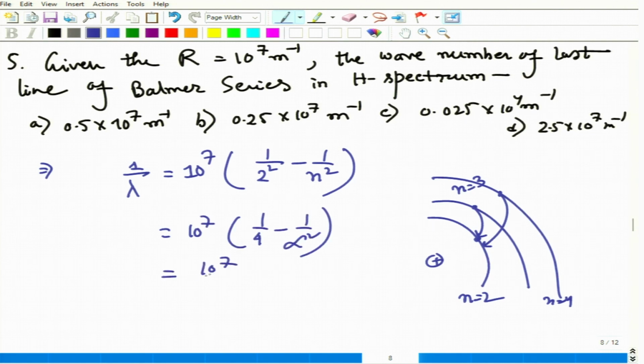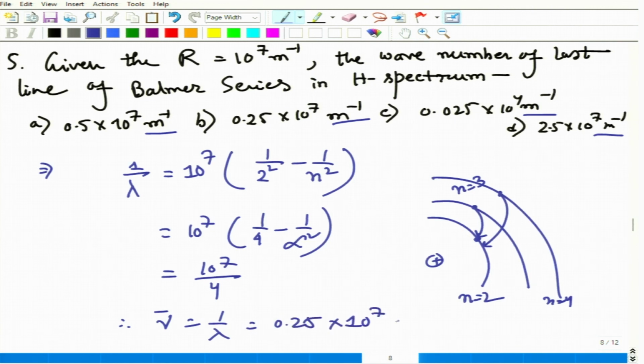So it is 10⁷ times 1/4. They ask for lambda, but they want to know it in meter inverse. That means it is the wave number, nu bar, 1/λ, which is just 0.25 into 10⁷ meter inverse. So the correct option is this one, B.